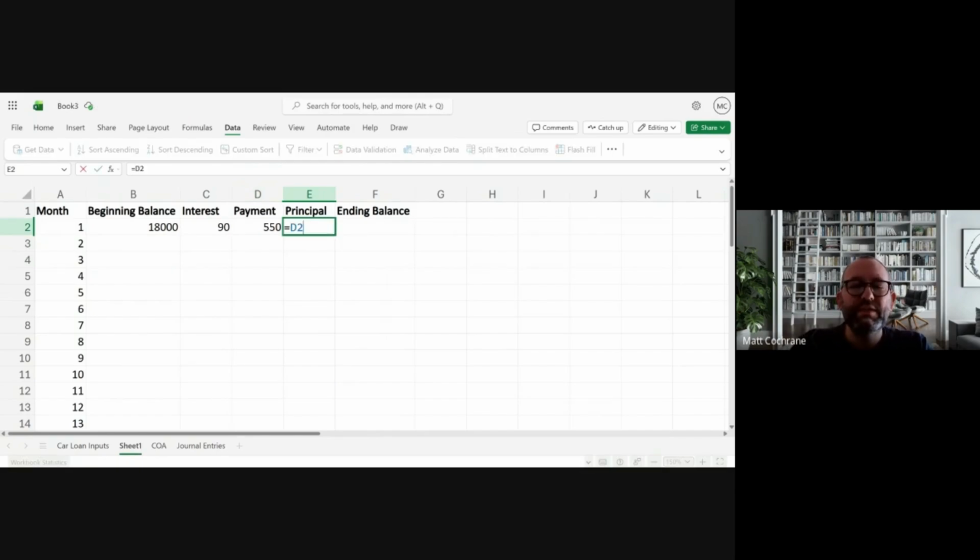This means that the principal is going to be the difference between the payment and the interest. And the ending balance is going to be the difference between the beginning balance and the principal reduction.